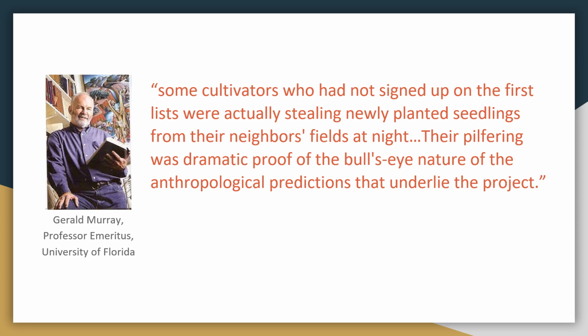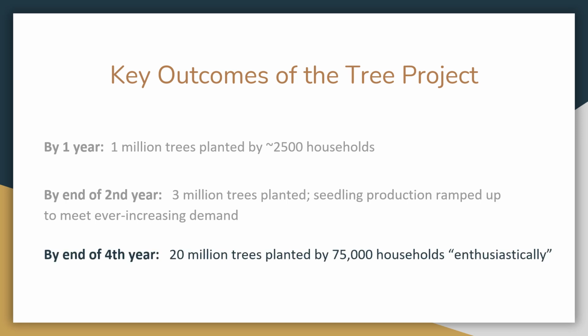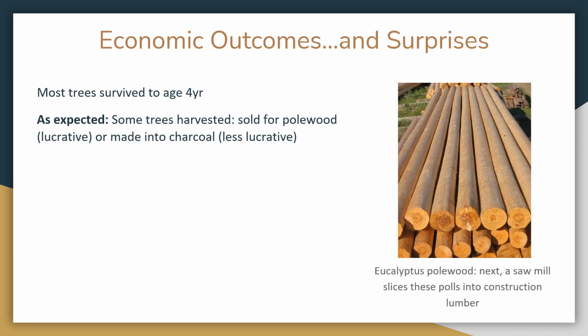Professor Murray notes that some cultivators who had not signed up on the first lists were actually stealing newly planted seedlings from their neighbors' fields at night. Their pilfering was dramatic proof of the bullseye nature of the anthropological predictions that underlie the project. By the end of the 4th year, 20 million trees had been planted by 75,000 households enthusiastically.